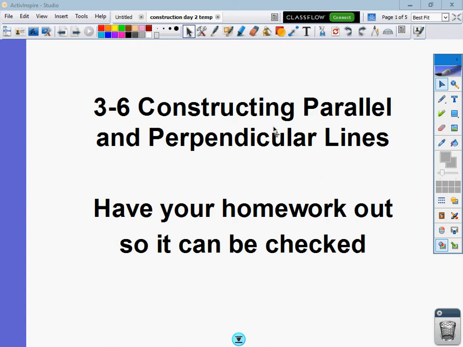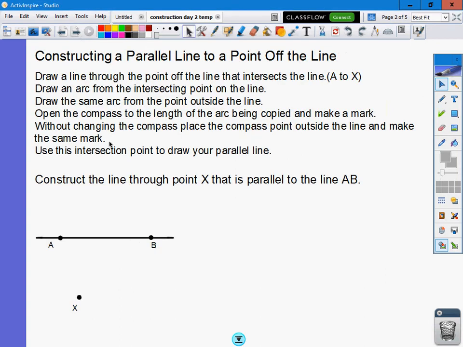Today we're going to be constructing parallel and perpendicular lines. So the first thing we're going to do is construct a parallel line to a point that's off of the line. So we're going to create a line that's parallel to AB, but it's going to be going through this point X, so it's going to be down in this area somewhere.